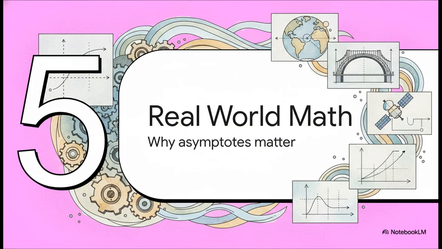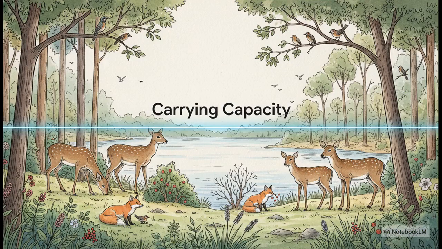So, okay, we can find these weird invisible lines on a graph, but so what? Why does this actually matter? Does this stuff ever show up outside of a math class? Oh yeah, absolutely. Think about a field like environmental science. Scientists use these exact kinds of rational functions to model animal populations. And in those models, that horizontal asymptote isn't just some line on a graph. It represents the carrying capacity of an ecosystem. That's the absolute maximum number of animals that the environment can sustainably support over the long haul.